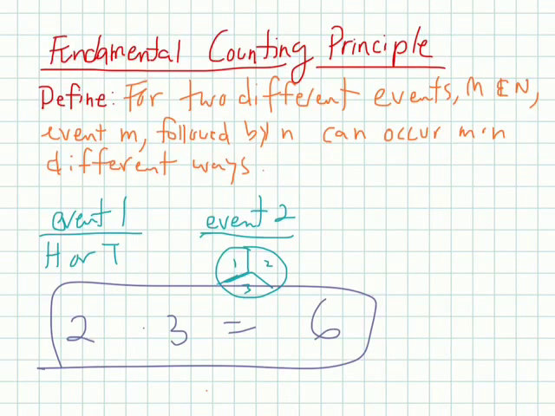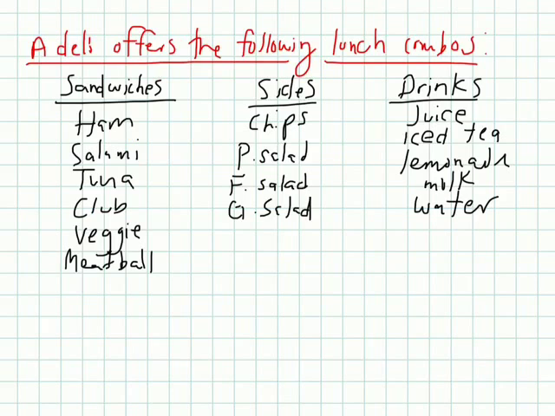Let's look at a more detailed example. So, a deli offers the following lunch combos. So you can see we have a list of all the sandwiches here, a list of all the sides here, and a list of all the drinks here. So the fundamental counting principle says that you're going to multiply the number of events in each of these to get a total number. The question here is how many different lunch specials are possible.